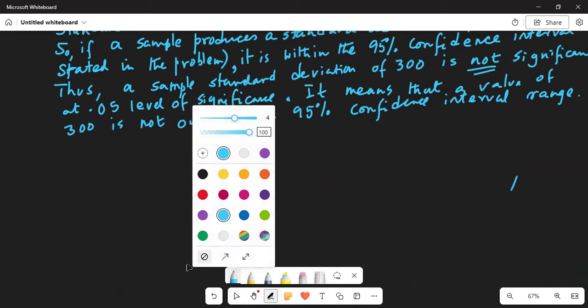Let me see if I can change the color of the ink to make it distinguishable.